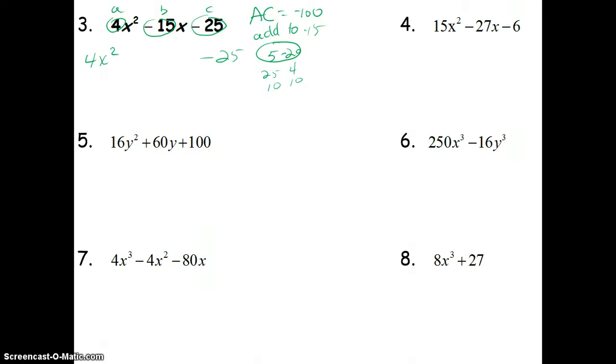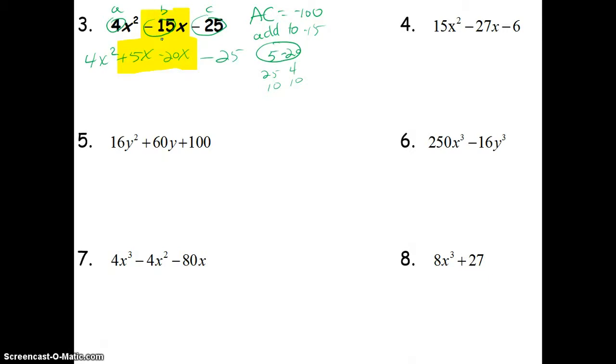Using these two numbers, we rewrite our original equation using the first term and the last term, and then rewriting -15x as a combination of the two numbers that we chose. Notice what I have highlighted here. If we added these two together, we would be back to our original b value. That means that we chose the correct ones.